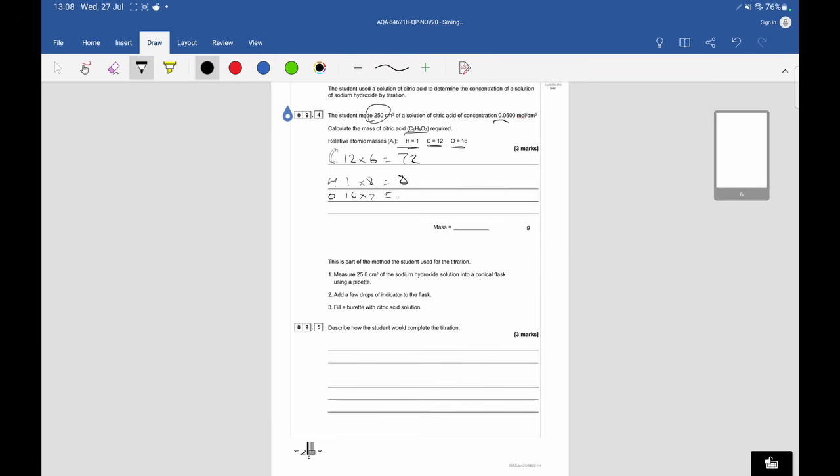And 16 times 7 should be 112. Once we've got those, we're going to add them all together to get 192. And we can then work from there, because 192 will be 1 mole of that solution. So we then need to work out what 0.05 moles would be. So 192 times 0.05 is 9.6.